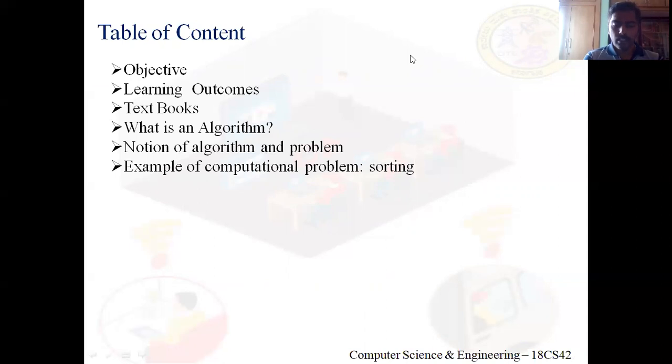I said it's a foundation. First you need to be strong with algorithms, then you can proceed with all other subjects in computer science, because in all other subjects, you are going to make use of applications of algorithms.